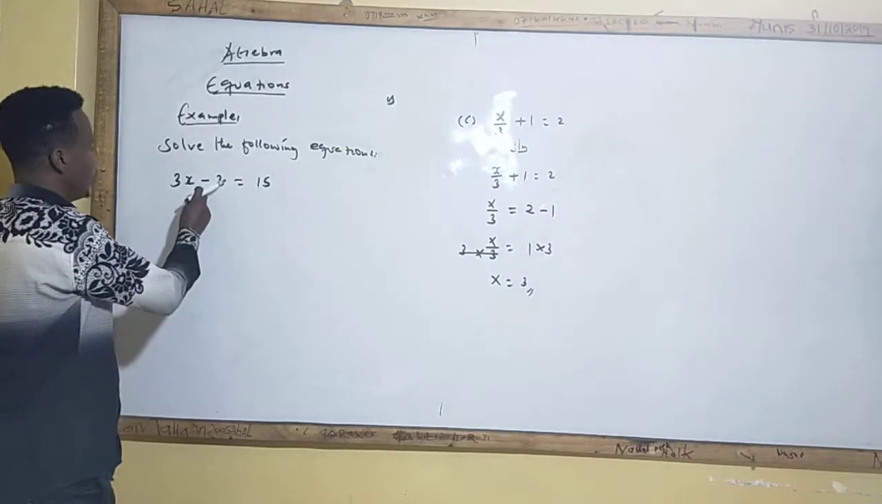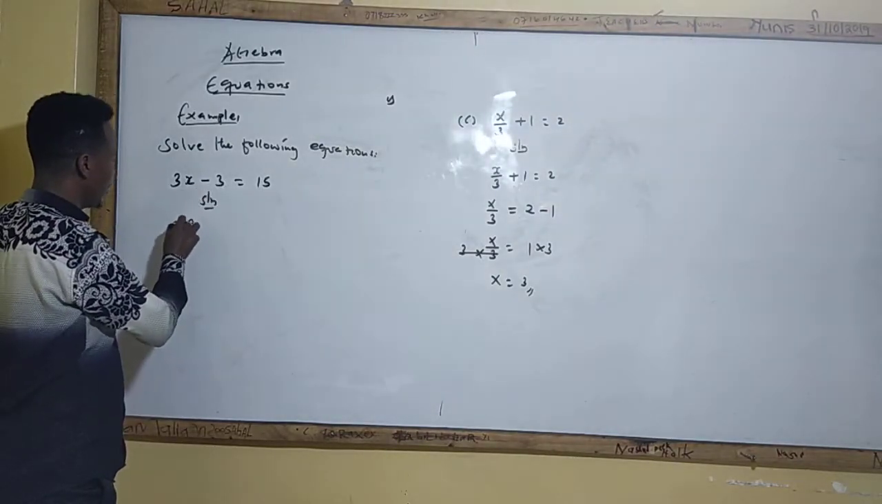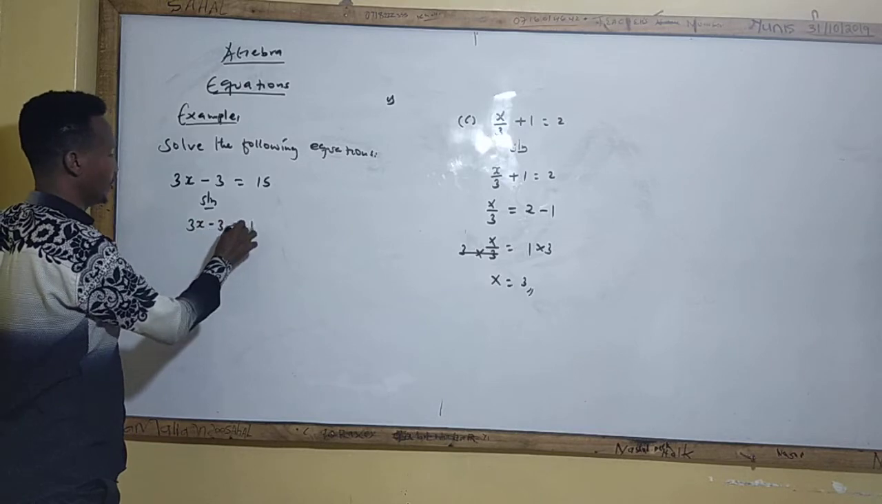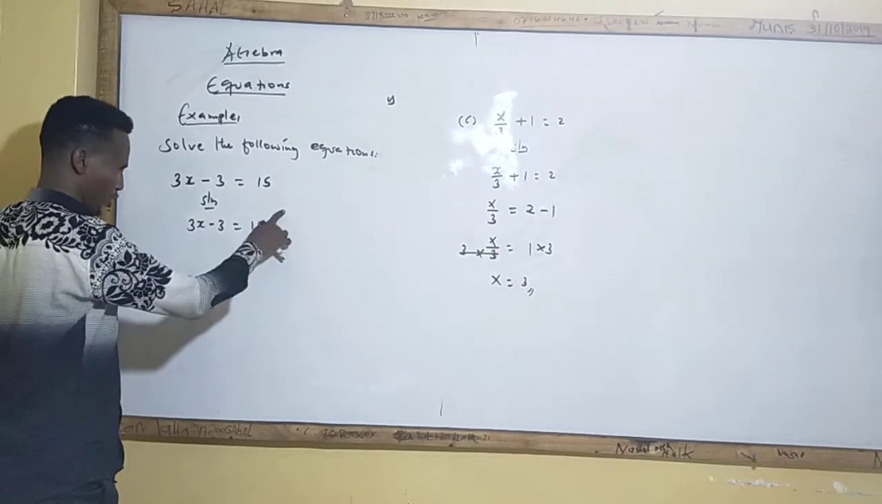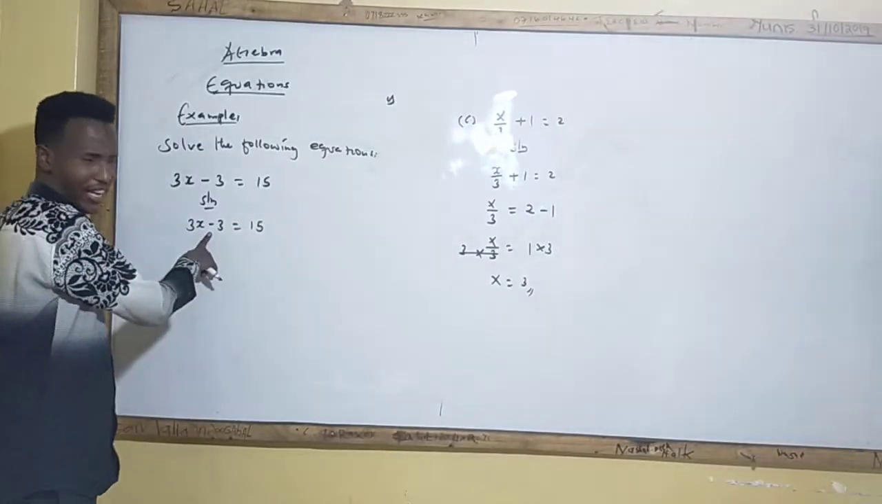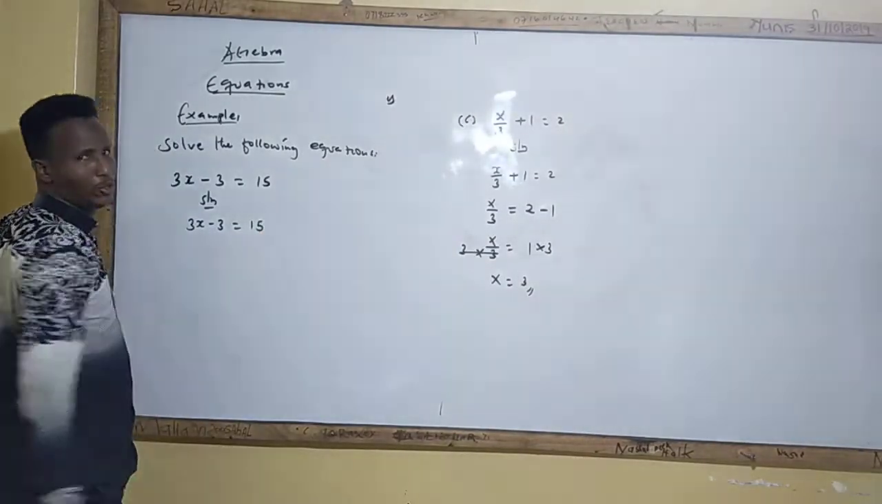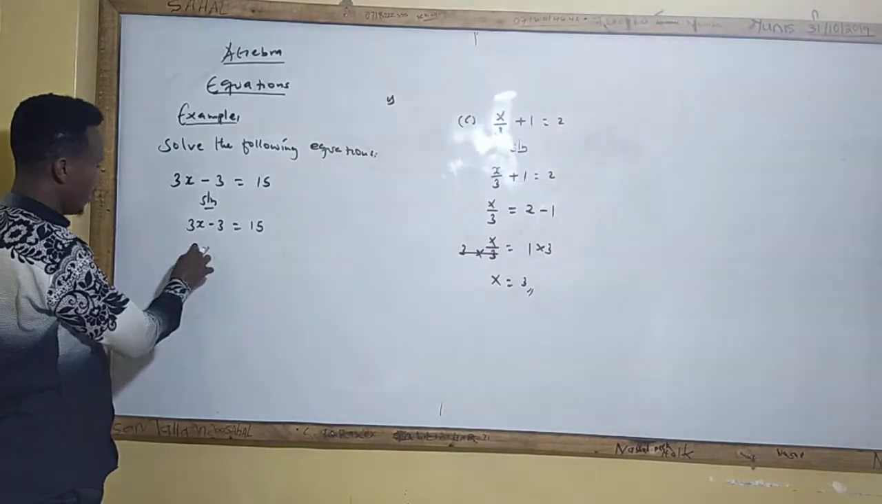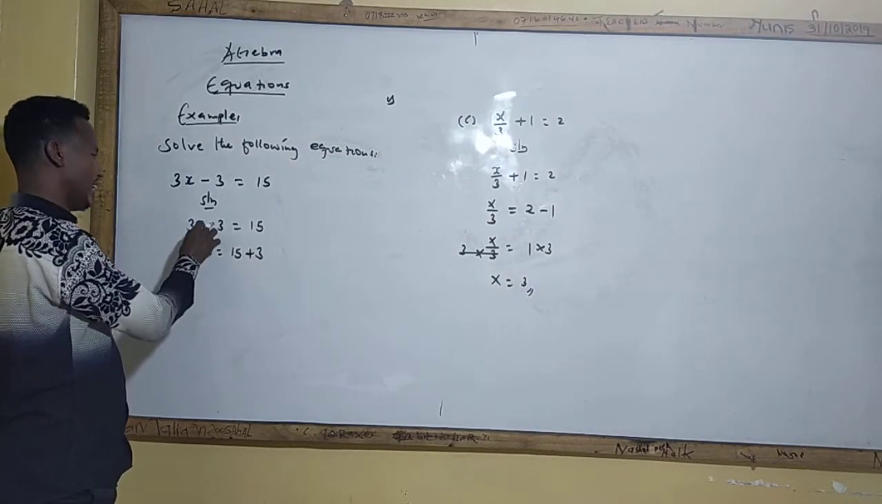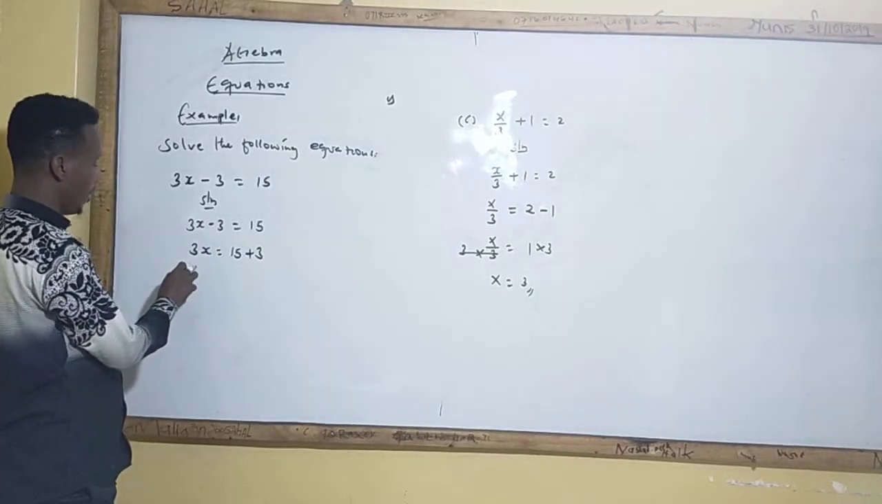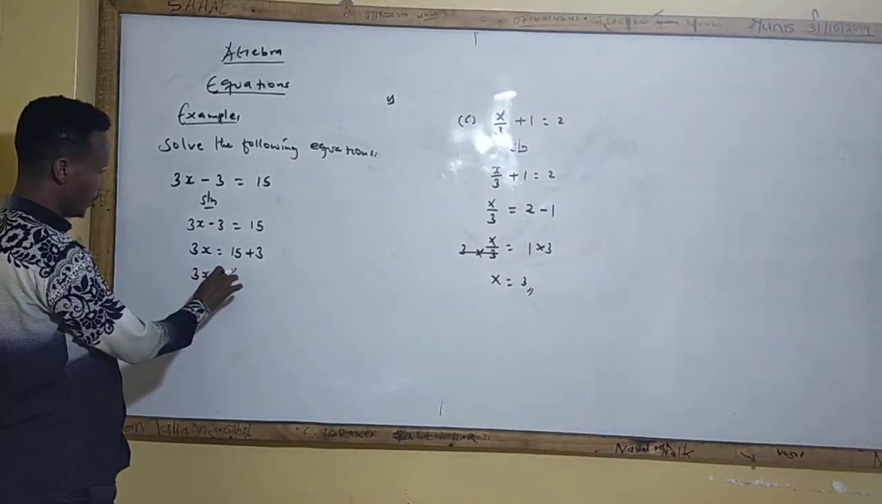Just understand. Coming to the solution, we are going to say 3x minus 3 is equal to 15. We are writing the same equation given. Take this one to the other side. Remember, it's negative here. So the moment you transfer to the other side, it will be positive. So you're going to say 3x is equal to 15 plus 3. Here it's negative, on the other side it will be positive. Then you'll have 3x is equal to 18.